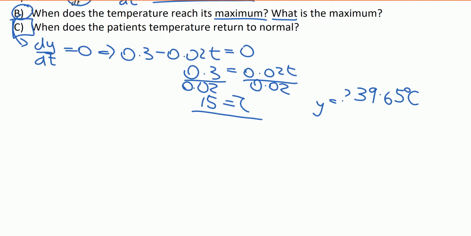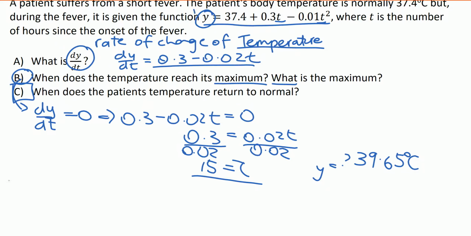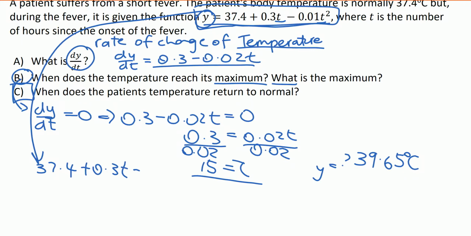So you're going to substitute into this equation here. So if I bring that one down here, that's going to be 37.4 plus 0.3t minus 0.01t squared. That is equal to the temperature of the body, eh? So at what times does the temperature of the body equal that normal temperature, 37.4? Trying to solve that equation. How do you solve that? Take away 37.4 from both sides.